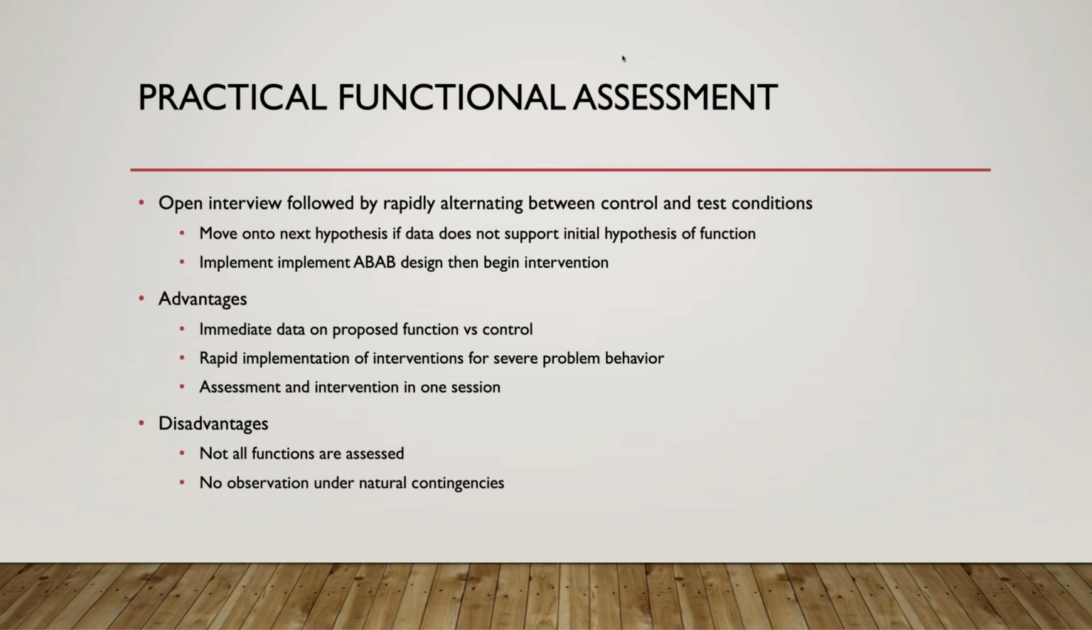Then you're going to have a control condition and an attention condition. What they do is 5 minutes of control, 5 minutes of attention, 5 minutes of control, 5 minutes of attention. So within 20 minutes, you've got an AB design. And if the data from your AB design points to attention being the function, then you'll start implementing an intervention that targets that function.